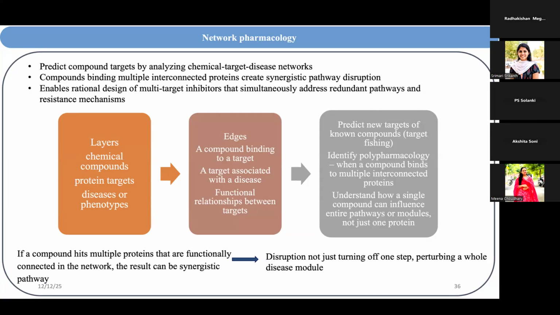What we can get from network pharmacology is that we can predict new targets of known compounds, and we can get the polypharmacology. When a compound binds to multiple interconnected proteins, that is polypharmacology. So we can understand how a single compound can influence an entire pathway or module. The key idea is that if a compound hits multiple proteins that are functionally connected in the network, the result can be a synergistic disruption. So we are not just turning off one step, we are perturbing a whole disease module.